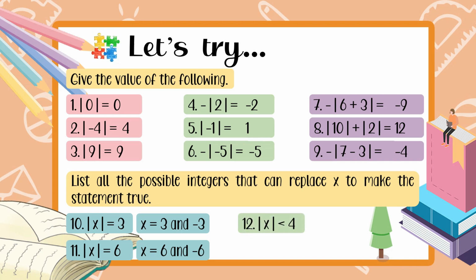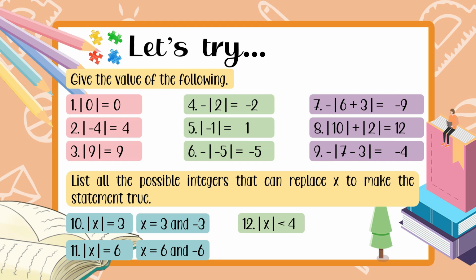How about the absolute value of x is less than 4? Okay, so less than 4. What are the integers na less than 4 na pwede maging sagot sa absolute value? So, alam naman natin na laging positive lang ang absolute value. So, hindi na po pwede yung mga negative numbers. So, ang mga possible lang natin na sagot dyan is 3, 2, 1, and 0. And what are the integers that can give us the absolute value of 3, 2, 1, and 0?